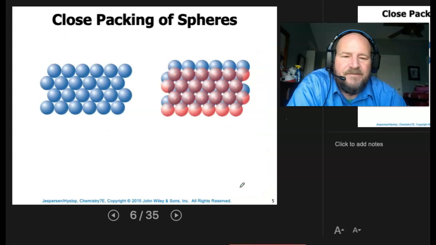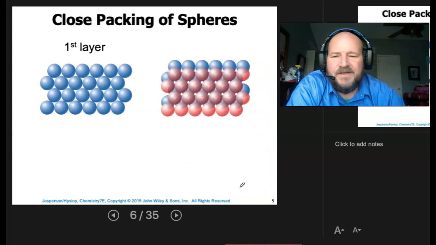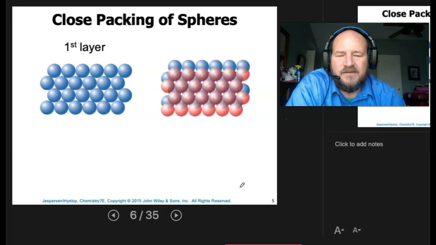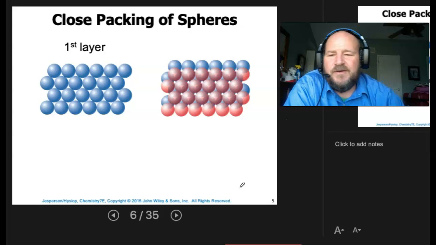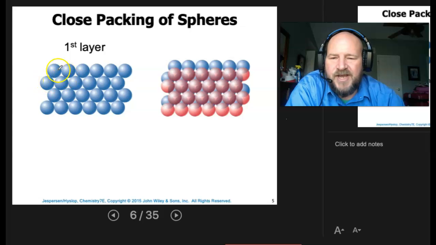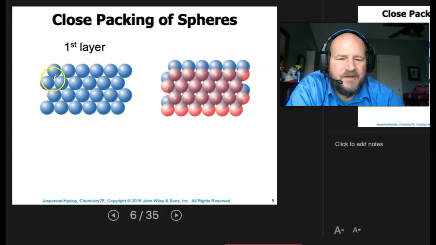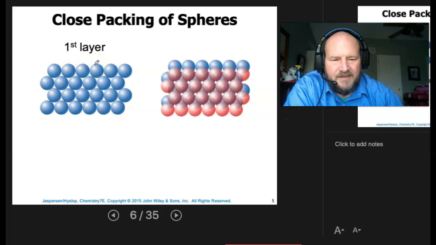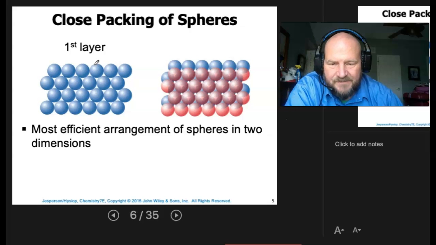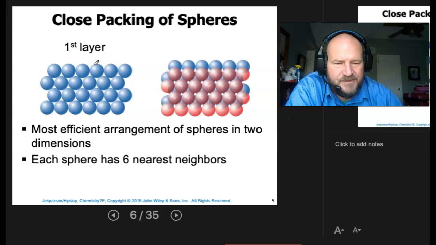Now, whenever we have packing, we call that closest packing of spheres. If we take a look at our first layer, here they are, edge to edge, going across. Then they're offset so that we can fill in that empty space with the next row. And then they'll offset again, and again. This is the most efficient arrangement of spheres in 2 dimensions. Each sphere has 6 nearest neighbors.